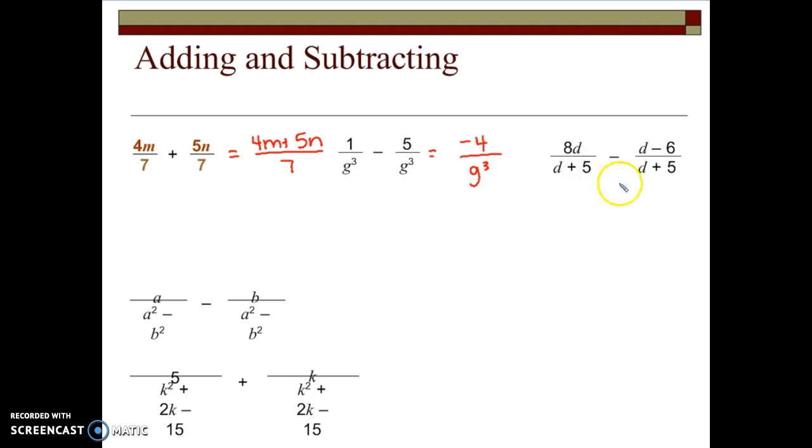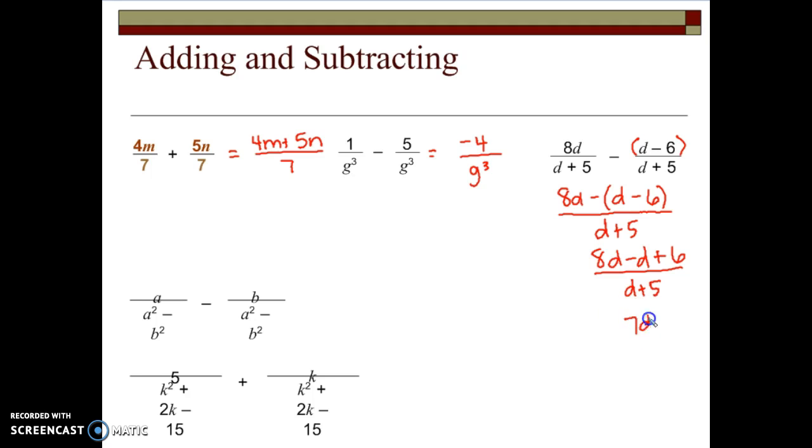And for this example over here, they both have d plus 5 as a denominator, so they have a common denominator. So I'm just going to write it out. I have 8d minus, and then in parentheses, d minus 6. Make sure you take this whole thing in parentheses, because I'm not just subtracting the d, I'm subtracting d minus 6, that entire term. And then this is all over d plus 5. Then when I go to distribute, I end up with 8d minus d plus 6 all over d plus 5. And then 8d minus d are my like terms. That becomes 7d plus 6 over d plus 5. And I can't simplify anything. There's no GCF or anything, so I leave it as is.